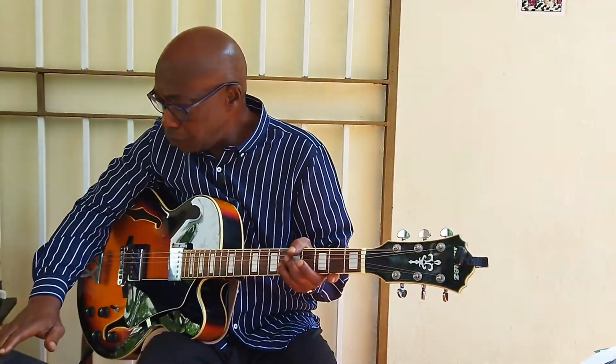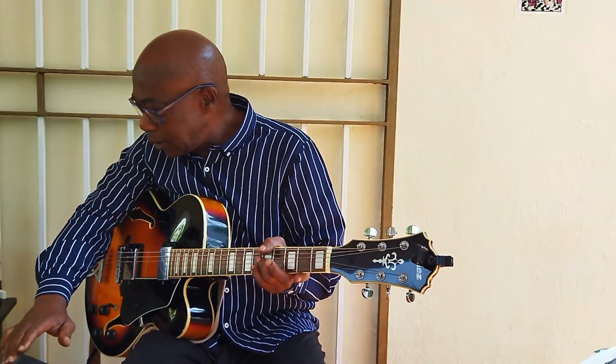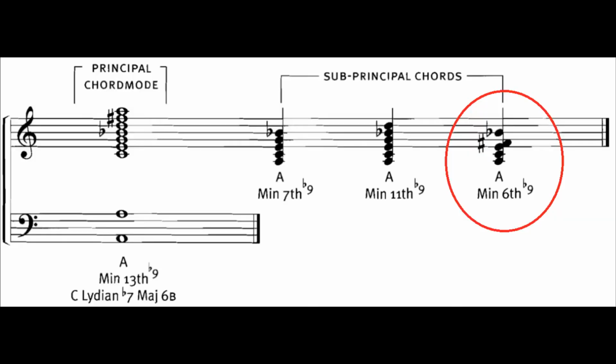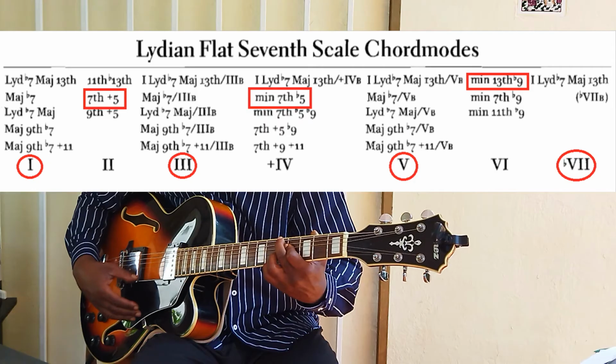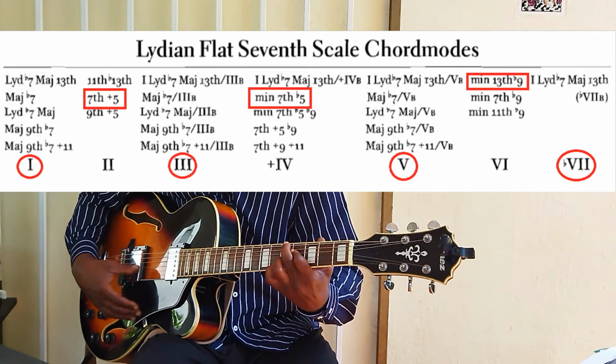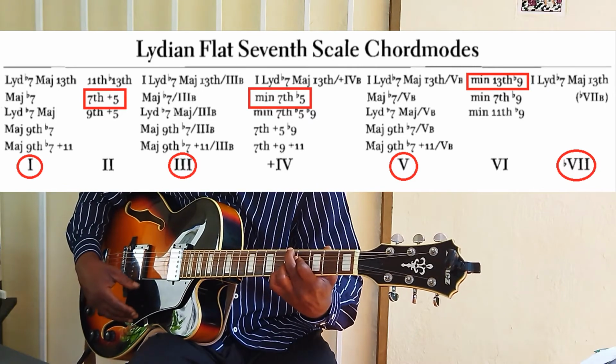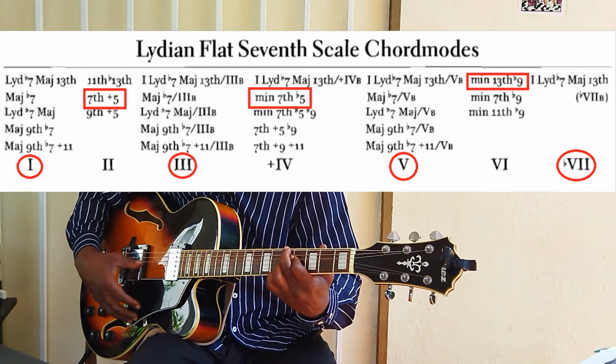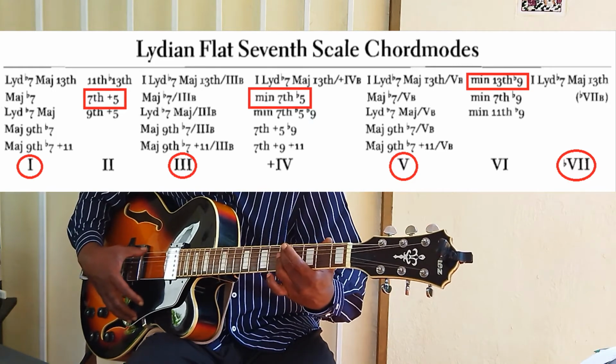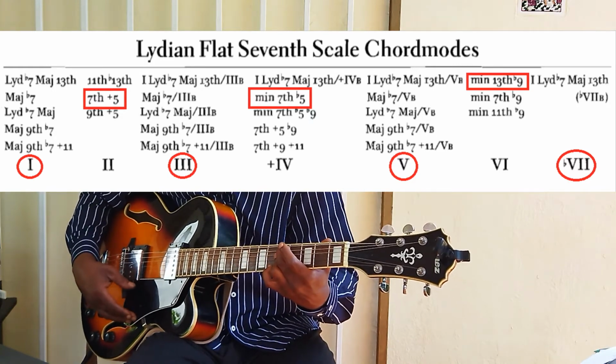Now the 6th degree is the 13th flat 9. The 13th flat 9, right? So minor, right, minor, 13th, and the flat 9 would be the B flat. Right? Or you play.